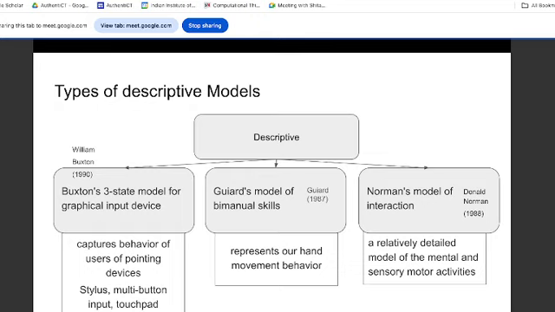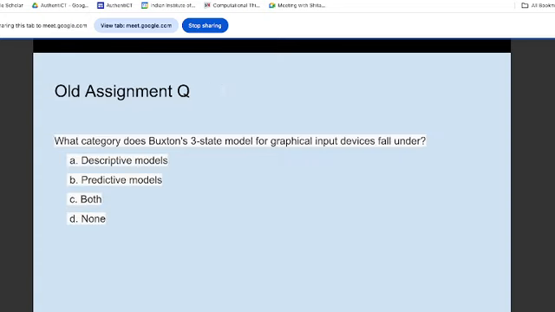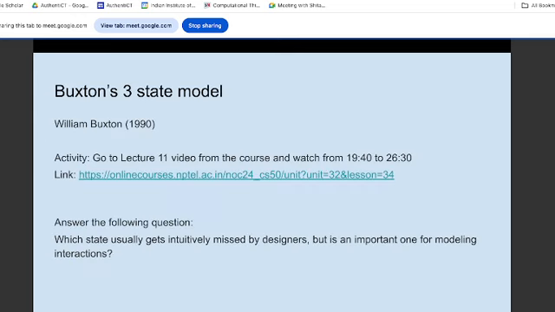go to Guiard's model of bimanual skills. It was developed by Guiard in 1987. It represents our hand movement behavior while interacting with an object. So initially Buxton's was the three-state model for pointing input devices, and here it is for hand movement while interacting with a graphical user interface, maybe, or any other software.